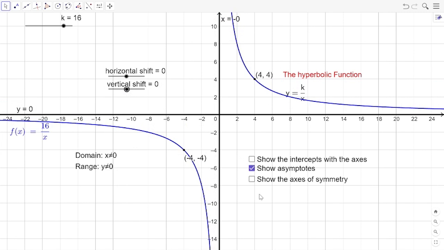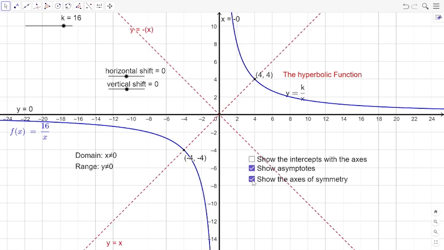has what we call axes of symmetry. They're lines around which the graph is symmetrical. There's two of them. One is the line y equals x, and the other one is y equals minus x. Now you'll notice that they go through the point of intersection of the asymptotes.